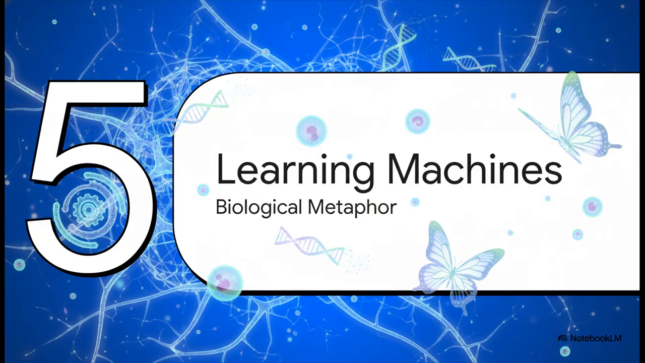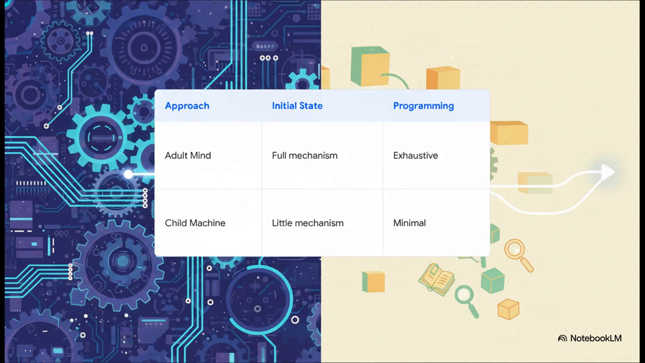Section 5. Designing learning machines, a biological metaphor. So, how do we actually go about building a machine capable of passing this rigorous test? Turing completely shifts his perspective here. Instead of an adult mind approach, where you try to program a full mechanism exhaustively, completely accounting for every single possible scenario, he proposed the child machine.